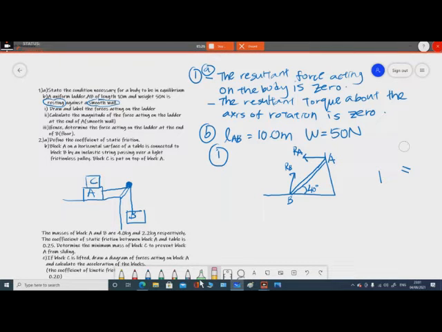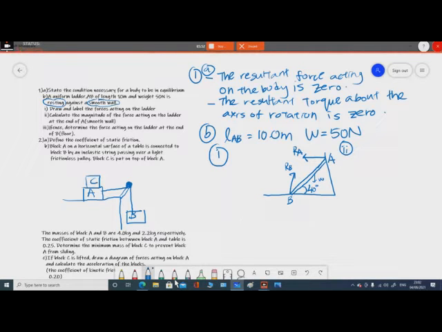Okay, let me erase this one. So this will be our final answer. Oh, I missed something, which is the weight at the middle. Okay, so let's move on to part 2. Calculate the magnitude of the force acting on the ladder at the end of the A.